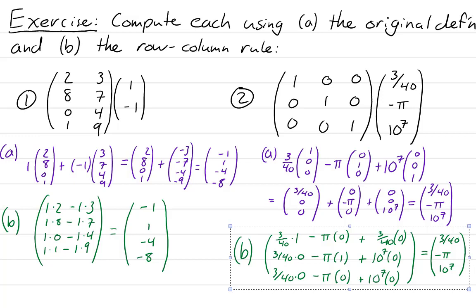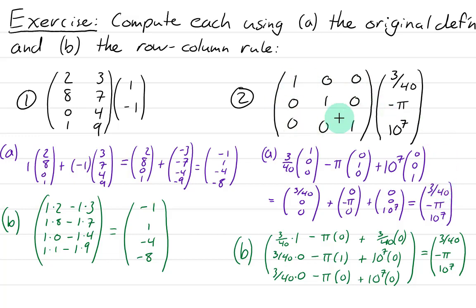Anyways, here are the answers. With the first one, hopefully you got -1, 1, -4, -8 when you did it both ways. The important thing is that you can see the arithmetic you're doing works out the same way both ways. We ended up doing 1 times 2 minus 1 times 3 to calculate that -1, just like here we did 1 times 2 minus 1 times 3. And that should hopefully convince you that the row-column rule does always give you the same result as the original definition.